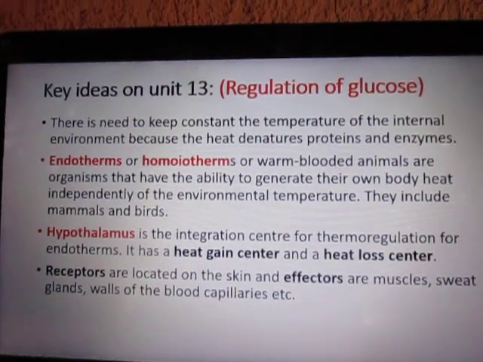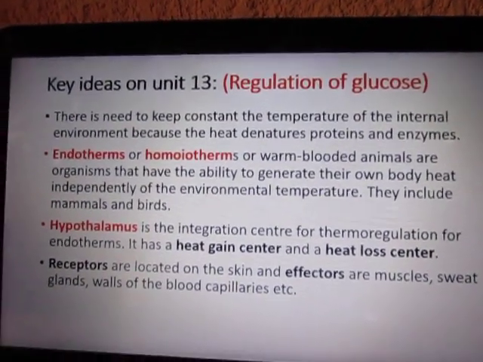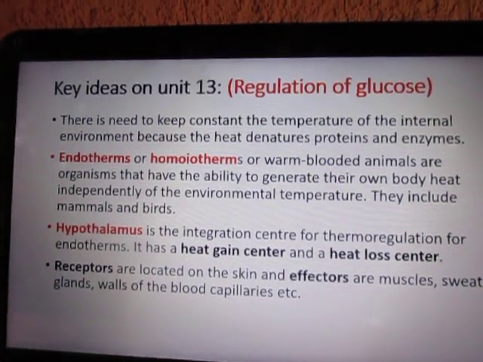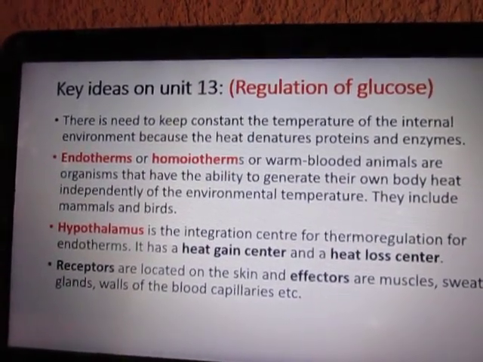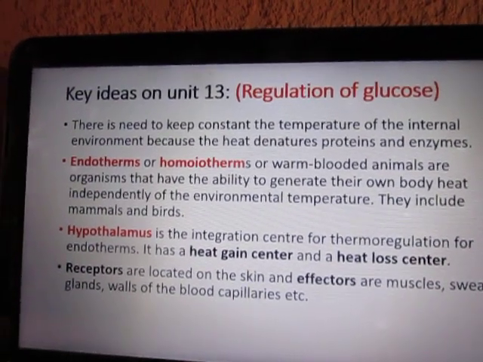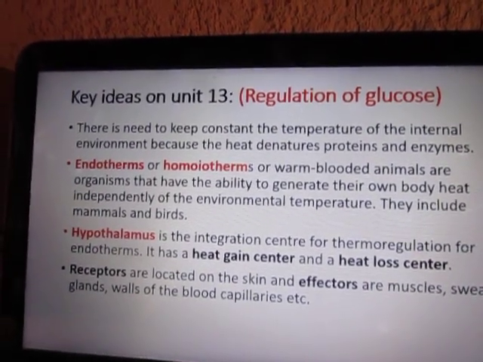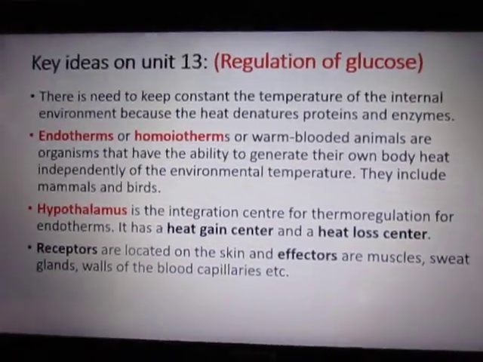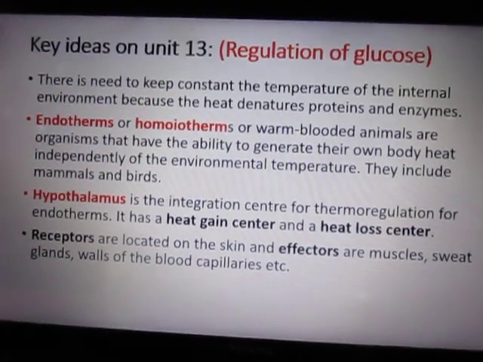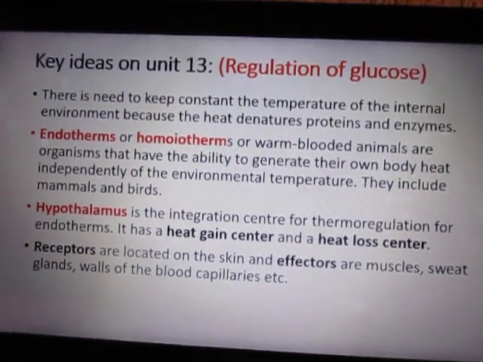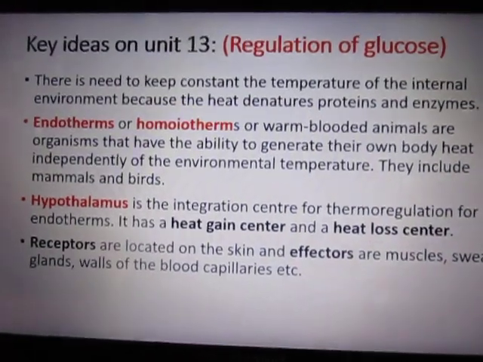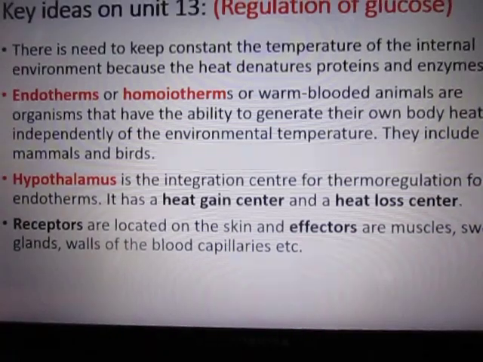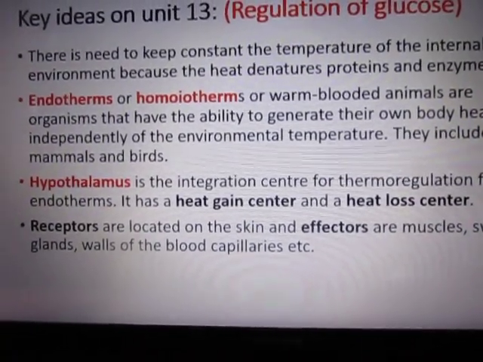These organisms have in their brain a part which we call the hypothalamus. That part is the integration center for thermoregulation. When I say thermoregulation, you understand it is the regulation of temperature. The hypothalamus has two parts: a part we call the heat gain center, and another part we call the heat loss center.